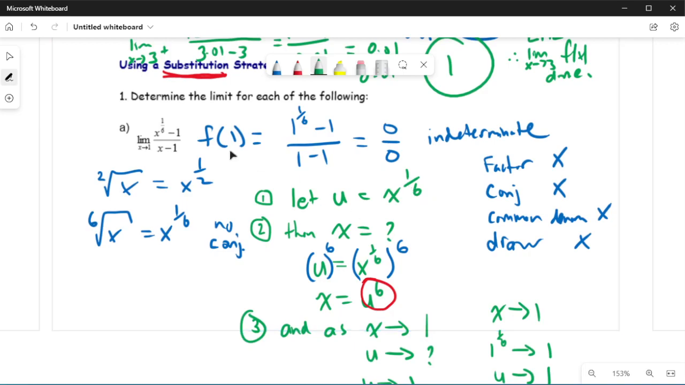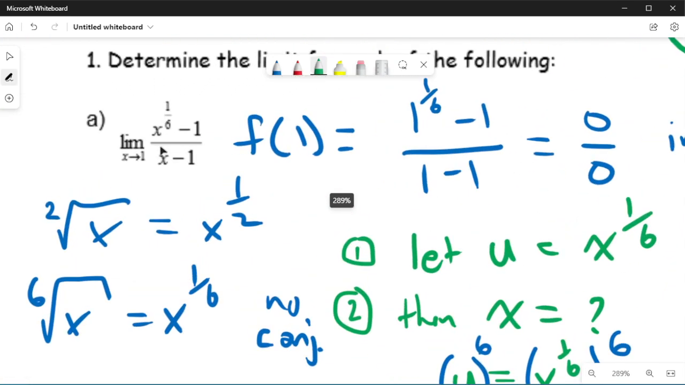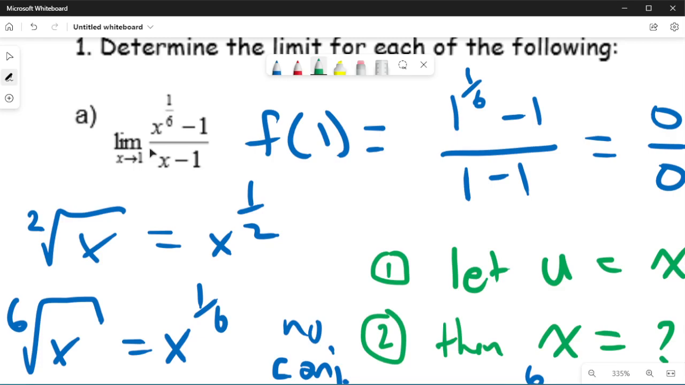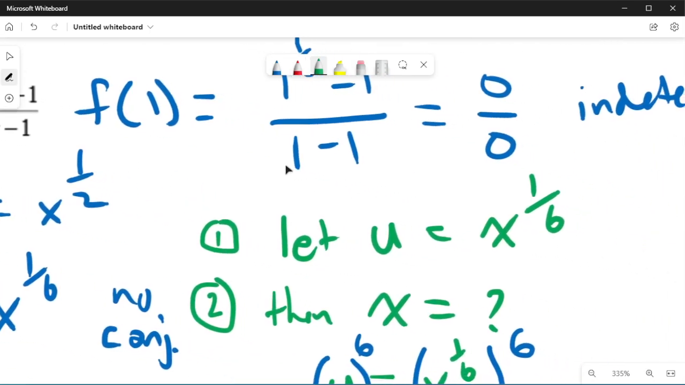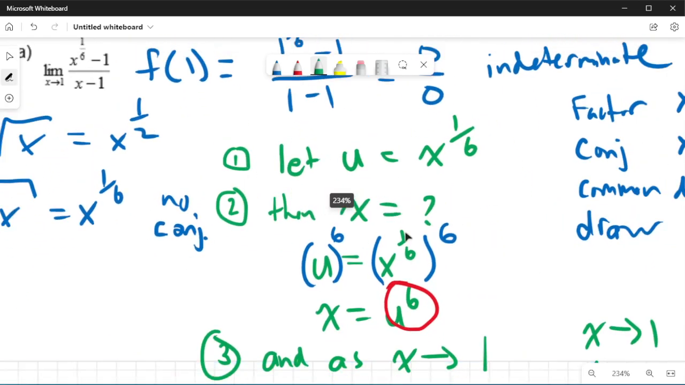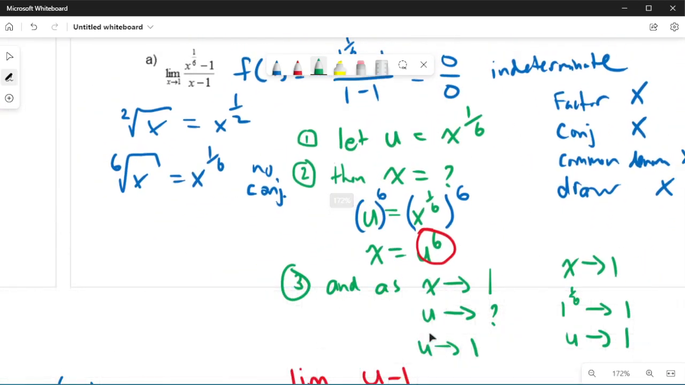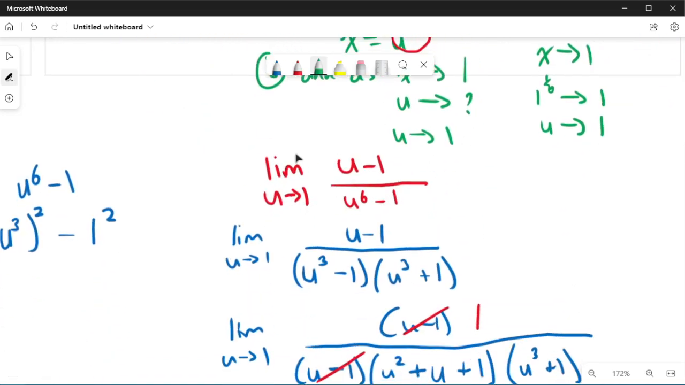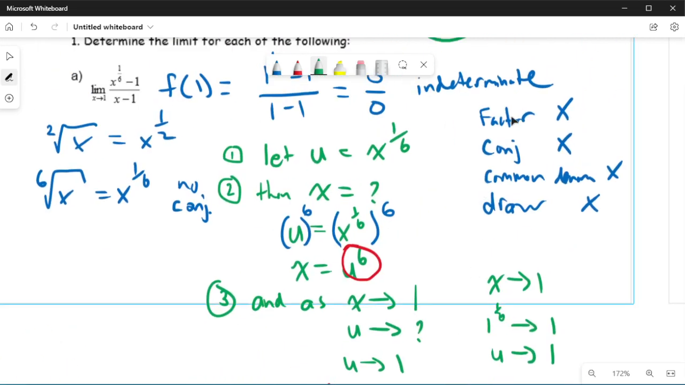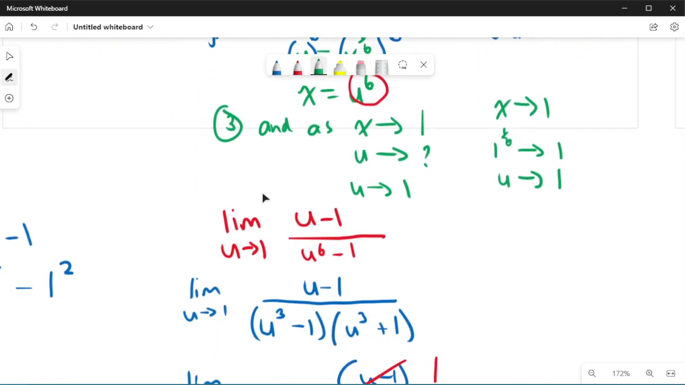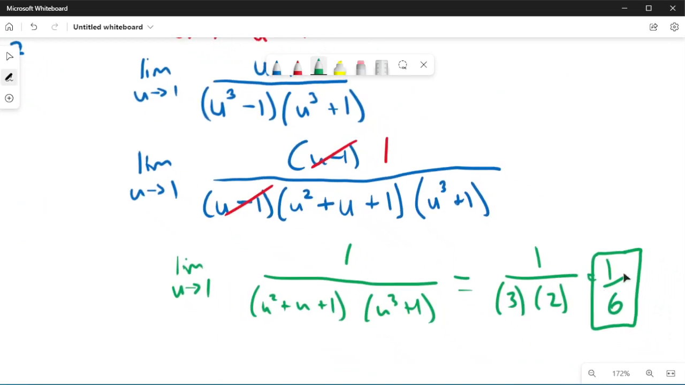So remember, with a substitution, you take the part of the question that looks the ugliest, the part that you don't want to deal with the most, and you replace that with a simple variable. So instead of x to the 1/6, let's call it u. Then you adapt your question so that instead of working with x, you work with u. And once you've got it in terms of u, you'll find the question will work with one of the strategies we already know. So you can factor it, you can conjugate, you can use a common denominator, you can draw it, whatever. You couldn't do that before, but you can do it once you've made the substitution.